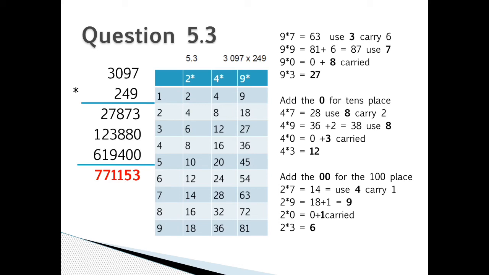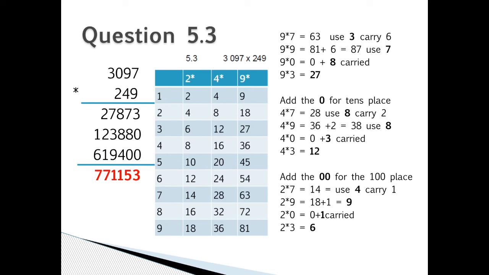So 9 times 7 is equal to 63. You use the 3 and carry the 6. 9 times 9 is 81, plus the 6 you carried is equal to 87. Use the 7, and you will carry the 8. 9 times 0 is 0, plus the 8 you carried is 8. And 9 times 3 is 27. Therefore, you've got 27,873. Then you add the 0 for the tens place.